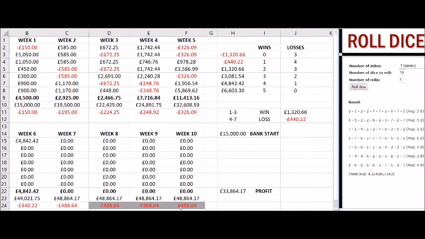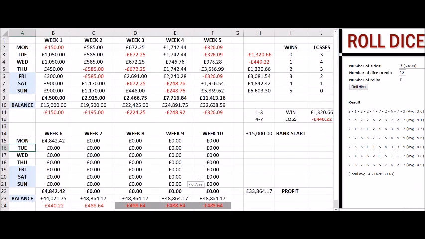So we're on to Tuesday. Let me just move this back. So Tuesday we had 2 wins. Look, 2 wins is already bringing us to 1320.66.